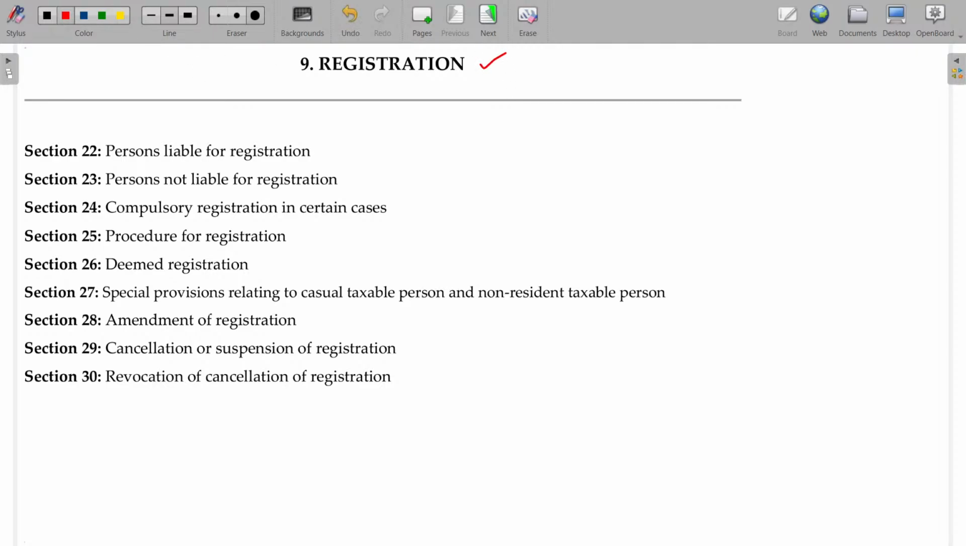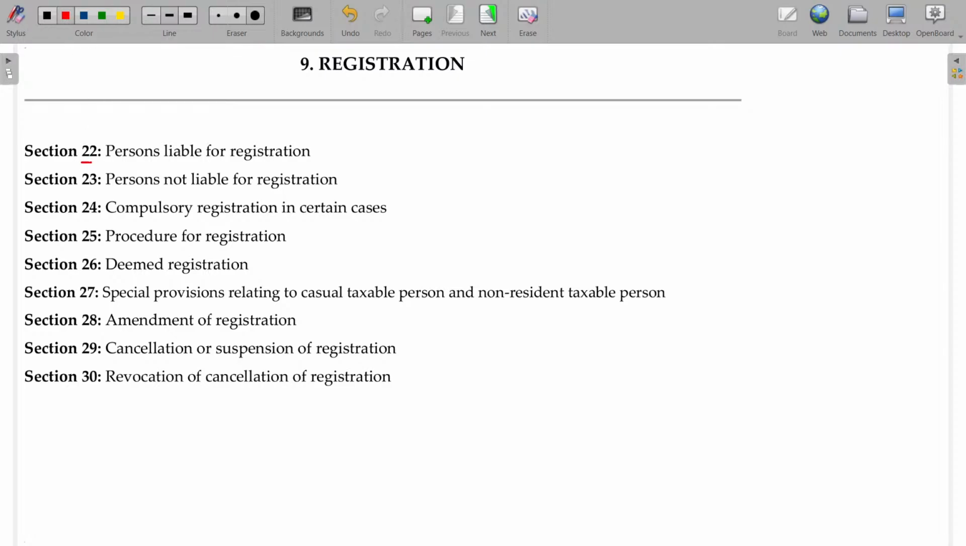Registration. In this chapter, we'll cover around 9 sections, starting with section 22 and ending with 30. Let me give the broader outlook of this registration chapter.